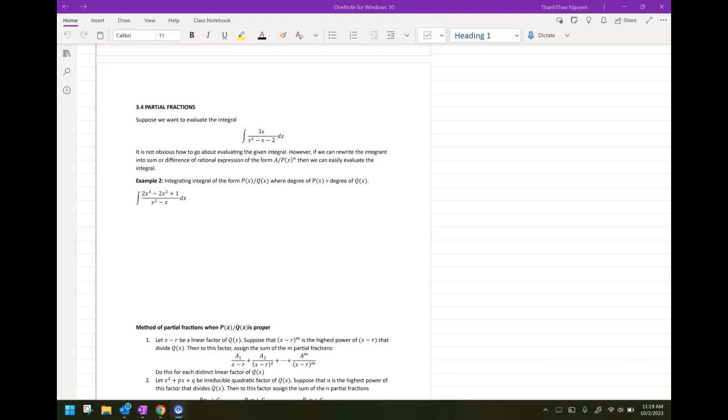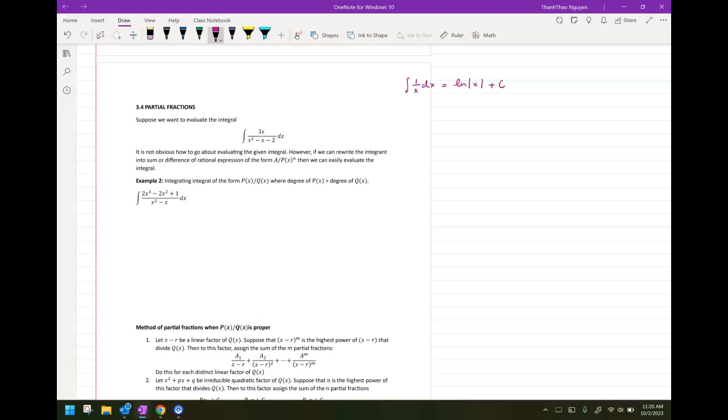Suppose we want to evaluate the integral of 3x dx over x squared minus x minus 2. It's not obvious how to go about evaluating the given integral. However, if we can rewrite the integral as a sum of rational expressions of the form a over (px + q) to the n, then we can easily evaluate it, based on the fact that we know the integral of 1 over x dx is equal to ln of x plus c.